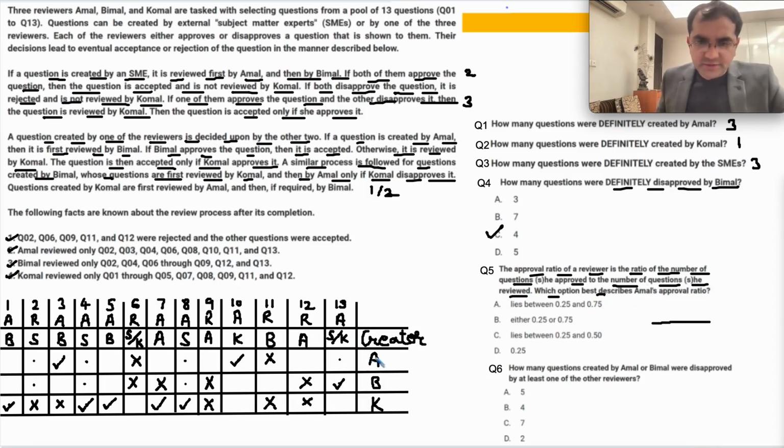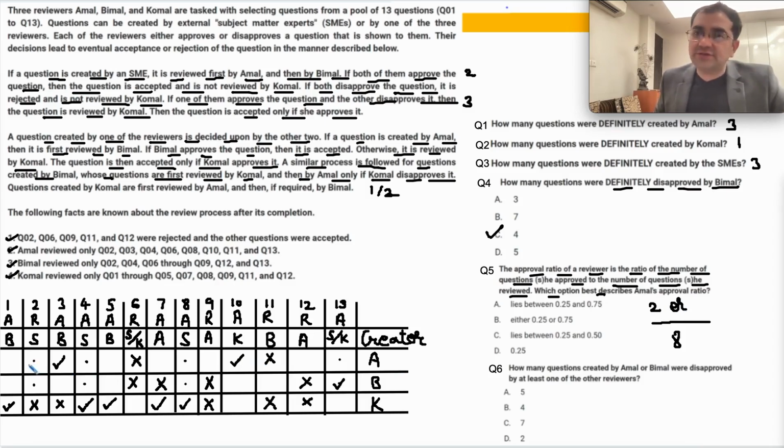Which option best describes A's approval ratio? A ने कितने questions देखे? 1 2 3 4 5 6 7 8. A has seen 8 questions. How many questions did A approve? 1 2, but all of the dots they could be tick or cross. So minimum 2. ठीक है. These two, question number 10 and 3. The others could have been tick or cross.